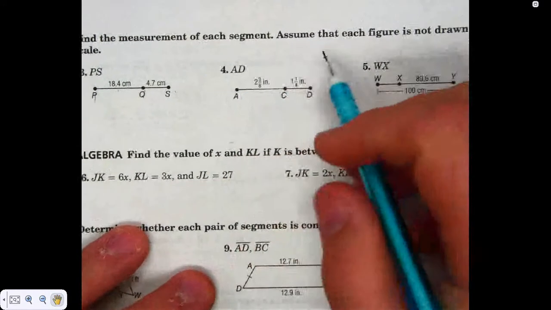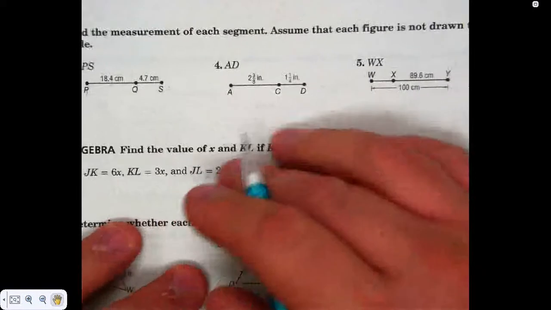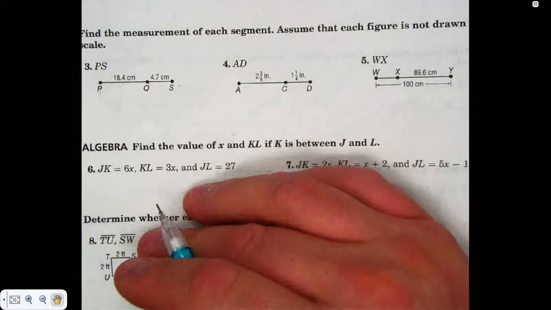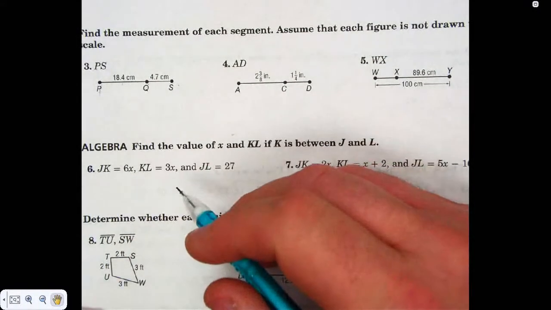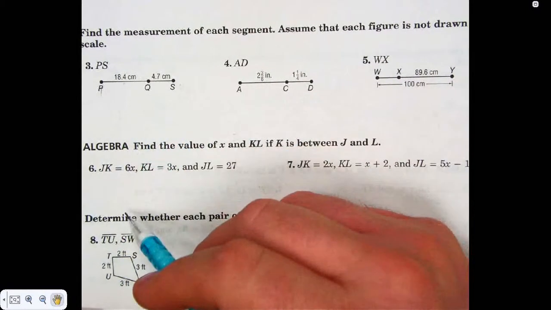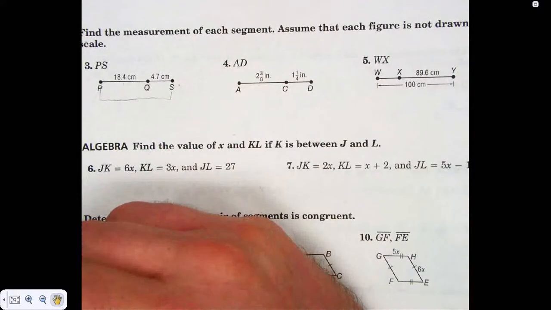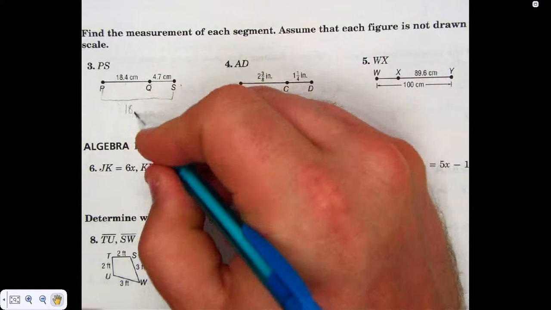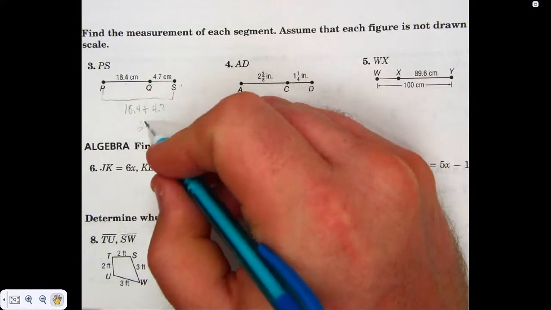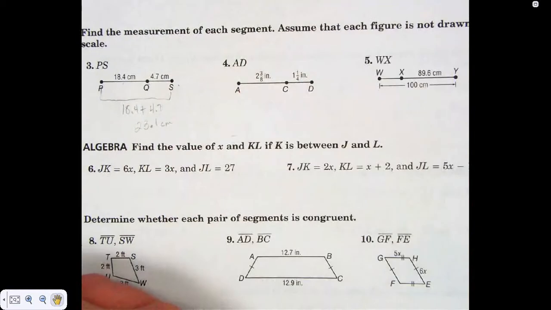On this one right here, find the measurement of each segment. Assume that the figure is not drawn to scale. That's one thing you always need to assume, is that it's not drawn to scale. Just because things look like they're equal doesn't necessarily mean they are. They need to be marked that way. Now, right here, what's the distance from P to S going to be? 18.4 plus what? Which would be 23.1 centimeters.